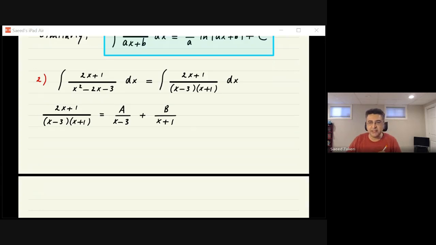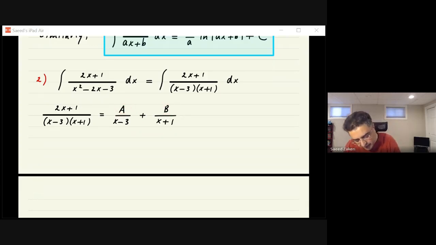Is it possible to split this fraction as a sum of two fractions, each one having one of the linear factors on the bottom? This is reasonable because if somebody gave you such a sum and asked you to combine them, you would take the common denominator, which would be the product of these two, and then you would simplify the top. So in essence, you would be getting something which would look like this. The question is, what are the appropriate numbers A and B for which this holds?